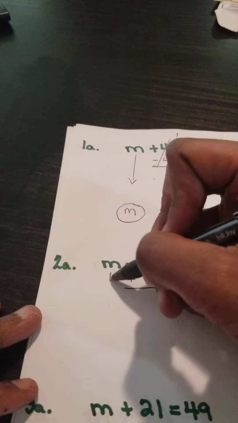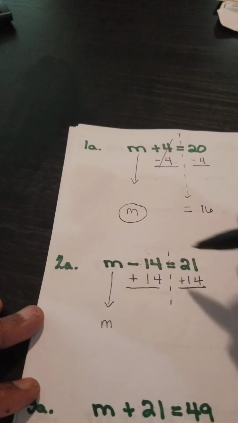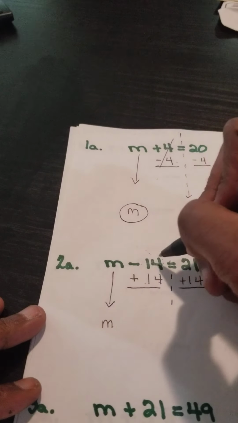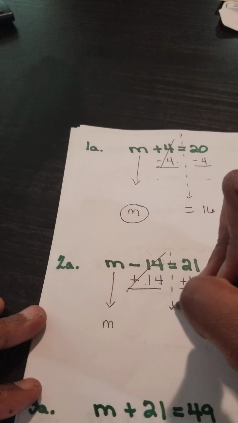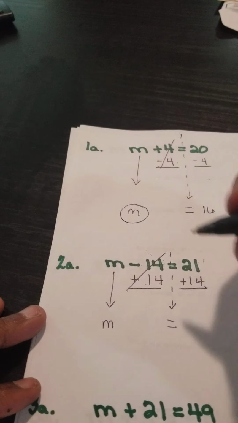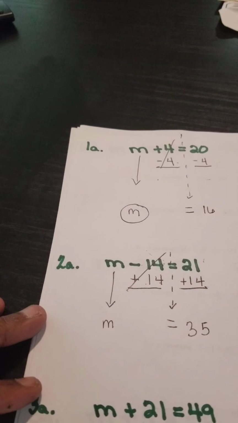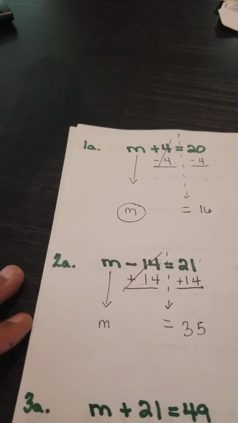I bring down my m. Negative 14 plus 14 will give me 0. So I get rid of that. I bring down my equal sign. And then I add 21 plus 14. 1 plus 4 is 5. 2 plus 1 is 3. Okay? There we go. And that is our one-step equation.